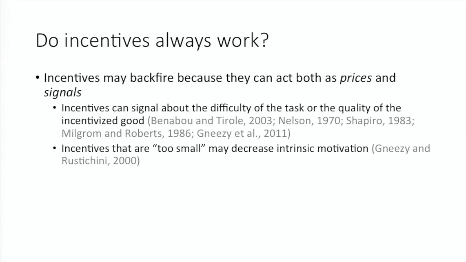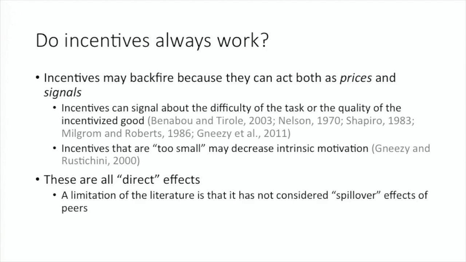And there's some other evidence showing that incentives that are too small might also decrease intrinsic motivation. And these are all direct effects. So these are all the effects of an incentive when I am the agent being incentivized. One limitation in this literature is that it has not considered the spillover effects of peers. What I mean by a spillover effect is, suppose I see that many people around are incentivized, and that might make me also derive a signal from this incentive.